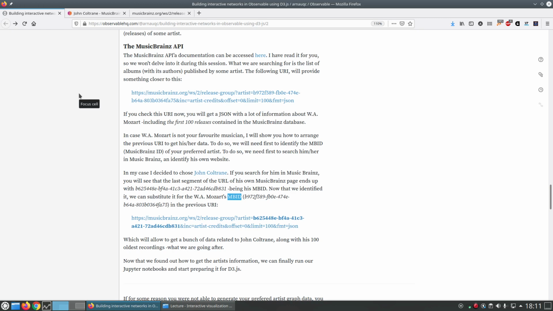So I will stop here this first part, and in the second part we will be using this MBID to fetch this data, explore this data, analyze the relationships, and export a data file that we can use later for visualizing this interactively.